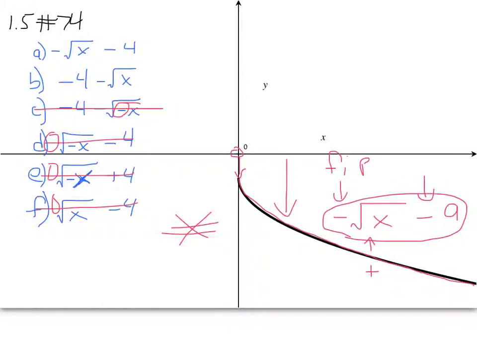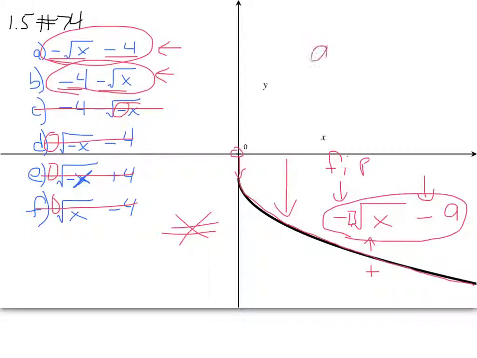Okay? Now there might be some scaling involved here, but there doesn't have to be. The only 2 that remain are this one and this one. And since we have a negative square root of x and a -4, the order of these doesn't matter. So both A and B are possibilities. The rest of them have been eliminated by the fact that those graphs have properties that the function we are given does not have. Okay, so A and B are the only possibilities.